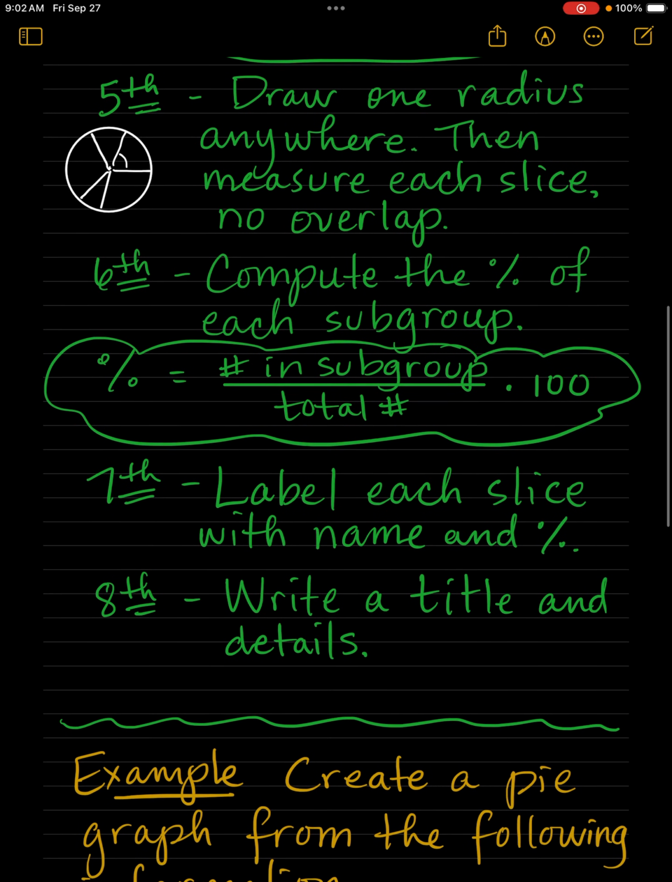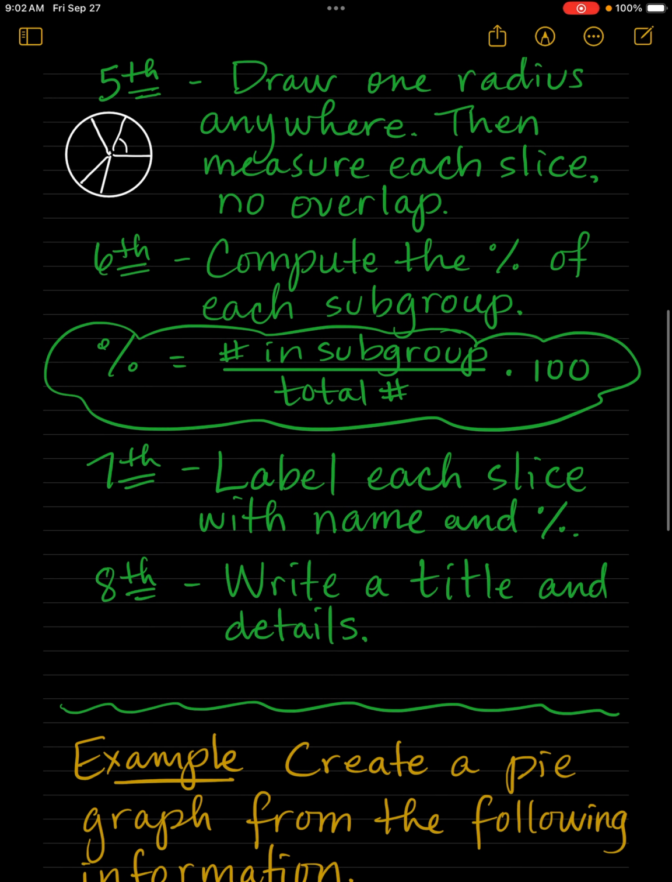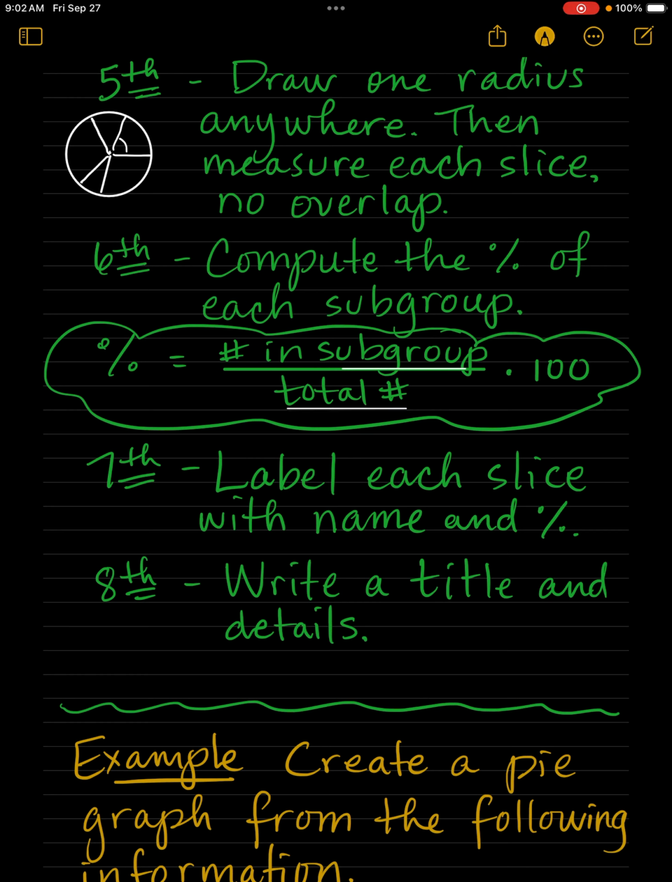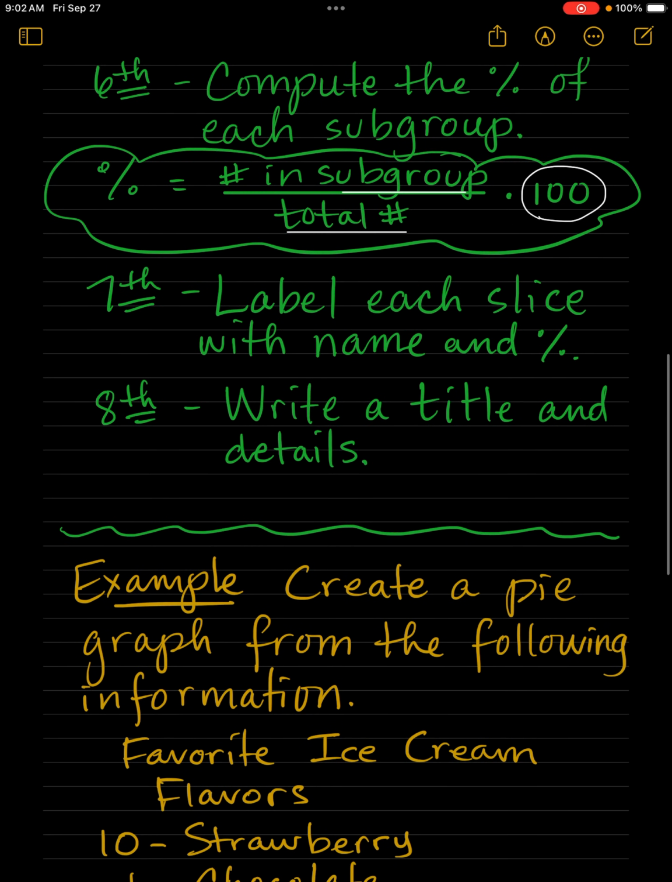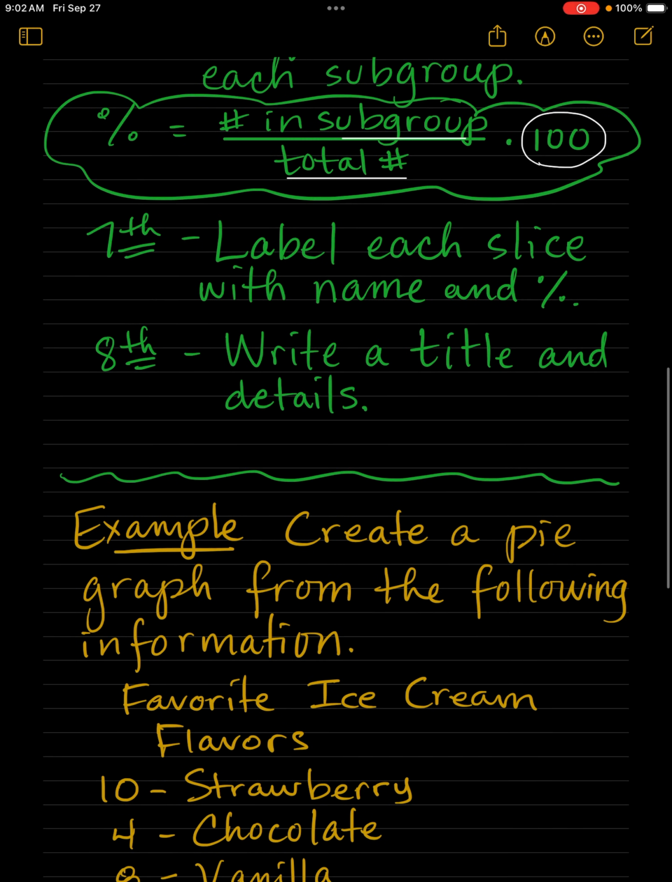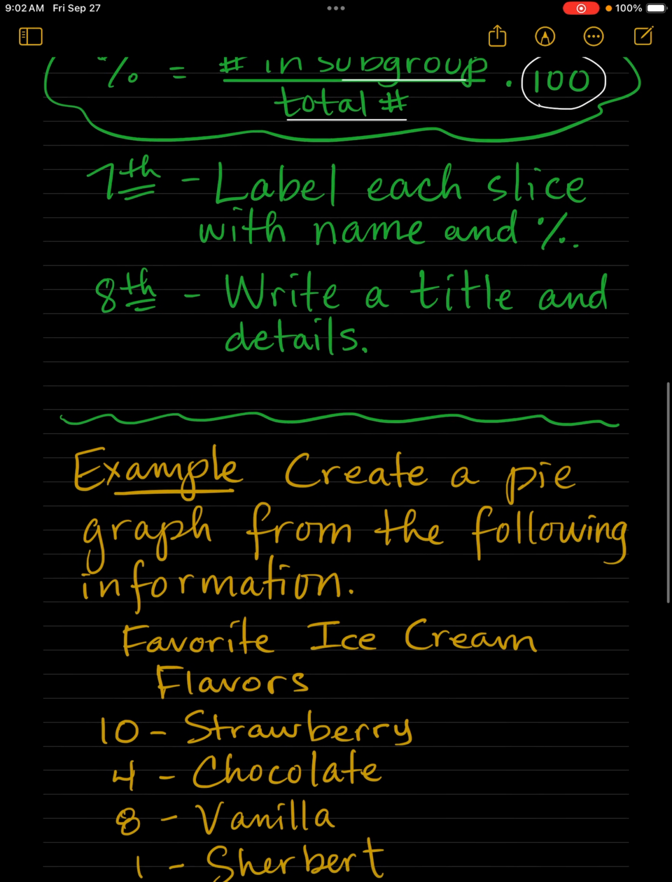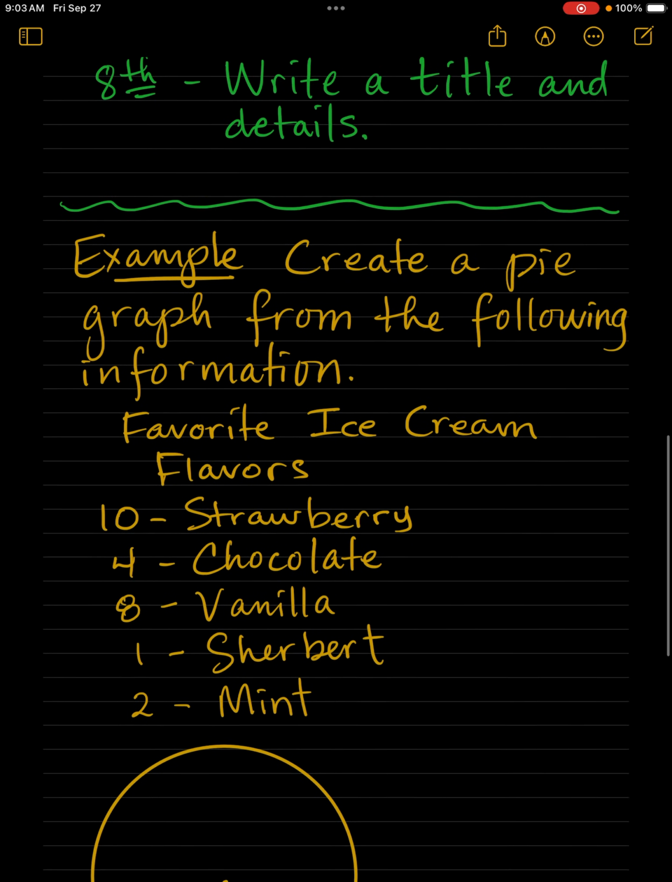Next, you need to compute the percentage for each subgroup. So the number of each subgroup divided by the total number again, but this time instead of multiplying by 360, you're going to multiply by 100. That will give you the percent for each slice. Then, of course, you need to give your pie graph a title and list the details, like maybe the time and location of the survey or the date, where it happened.